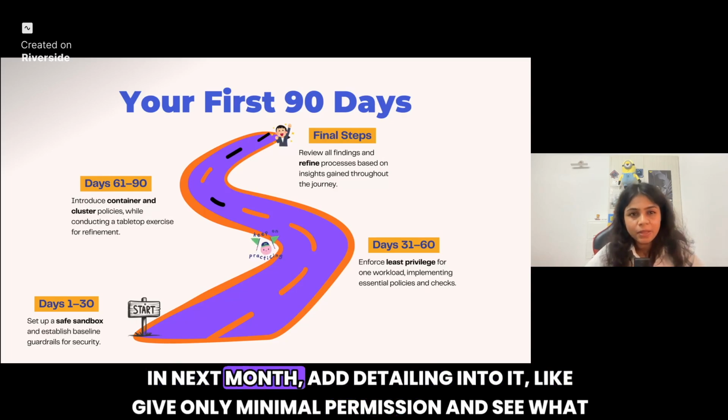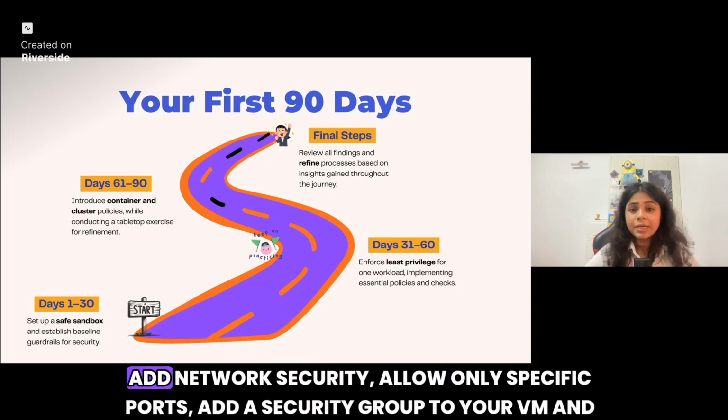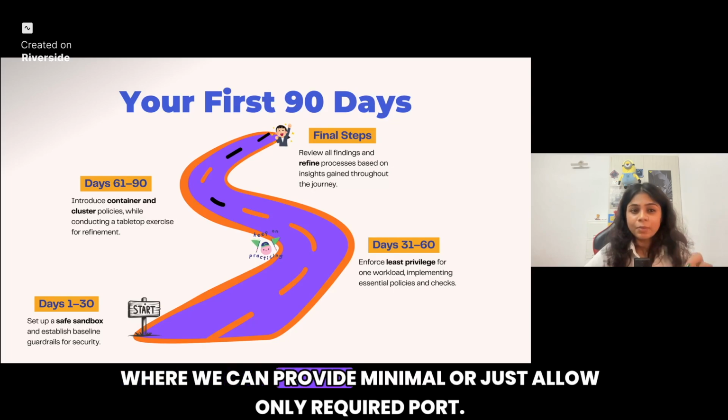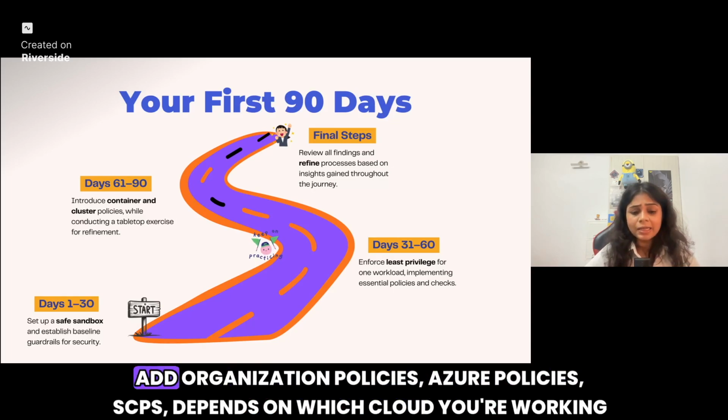In the next month, add detailing into it. Give only minimal permission and see what can and cannot be done. Add network security: allow only specific ports, add a security group to your VM, and allow only the required ports. Add organization policies, Azure policies, SCPs, depending on which cloud you're working on.